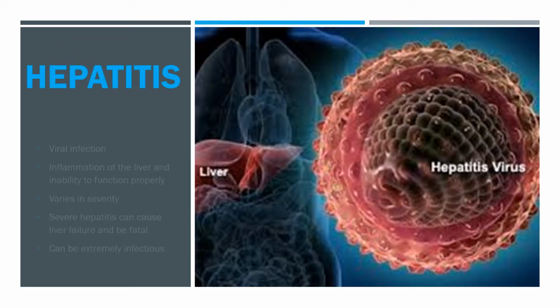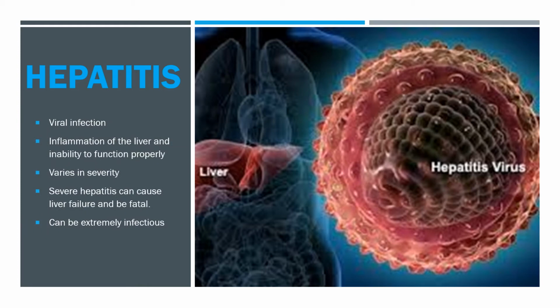Hepatitis is an inflammation of the liver that is caused by a viral infection resulting in the injury, inflammation, or destruction of liver cells and interfering with the liver's ability to function properly. Severe viral infection can cause liver failure, which is often fatal. A number of known viruses cause hepatitis. Many hepatitis viruses are extremely infectious.